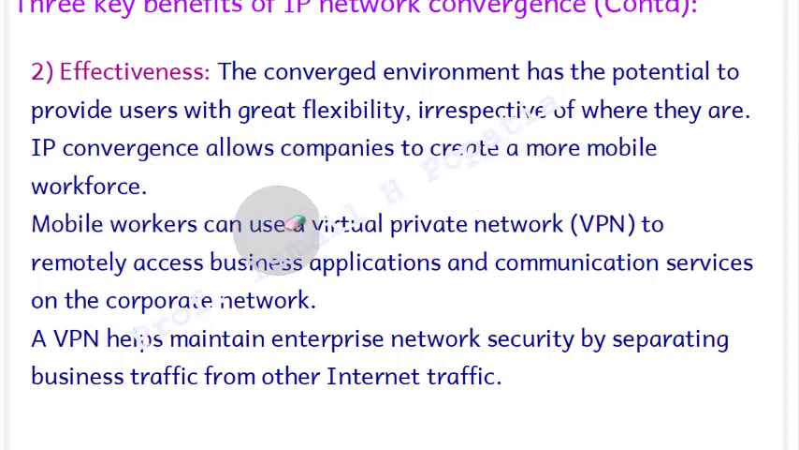Mobile workers can use a virtual private network to remotely access business applications. They can be anywhere and connect to the business applications using this virtual private network. A VPN helps maintain enterprise networks securely by separating business traffic from other internet traffic. If we create a VPN, it will of course use the internet, but it will create a secure channel so that it is separated from the other internet traffic.